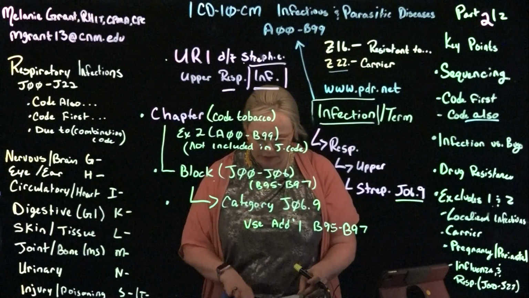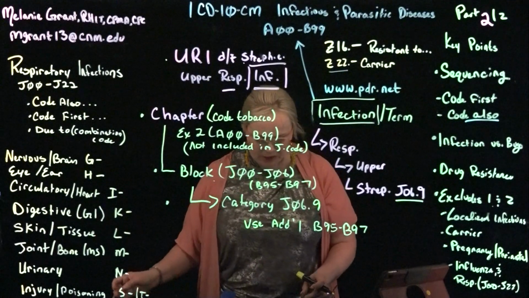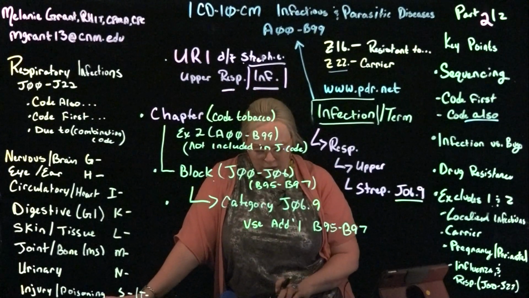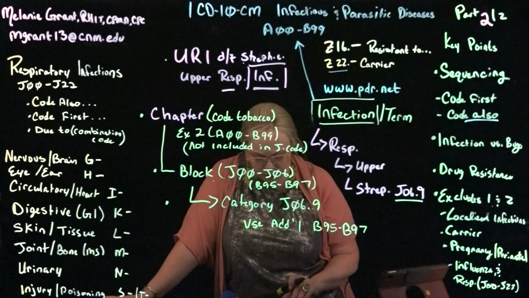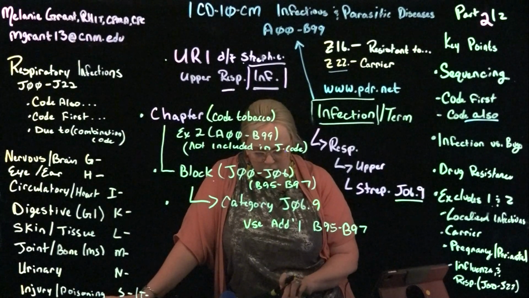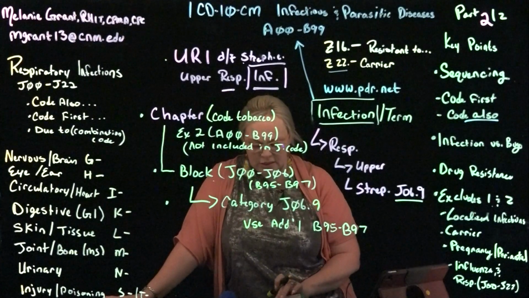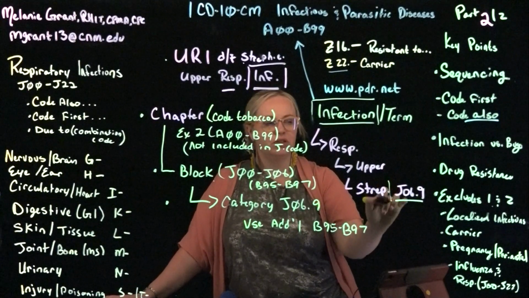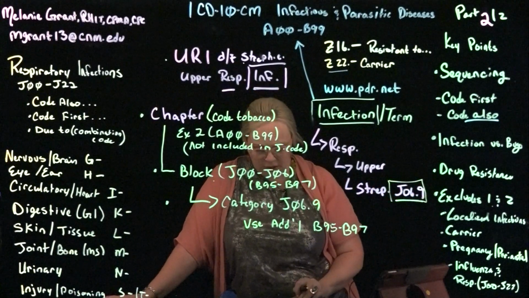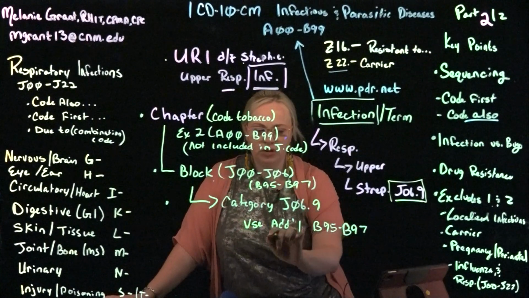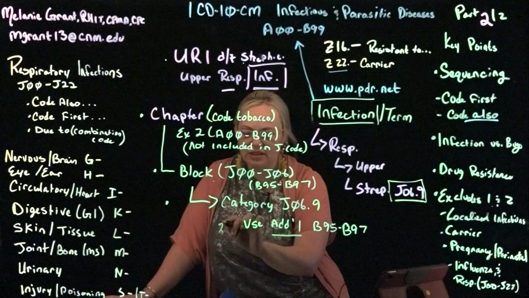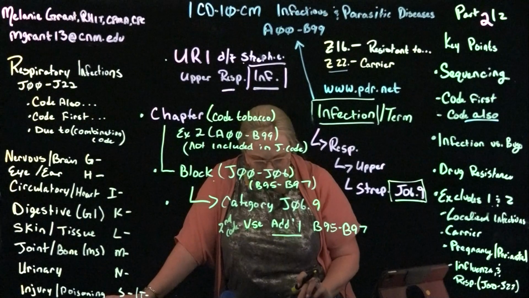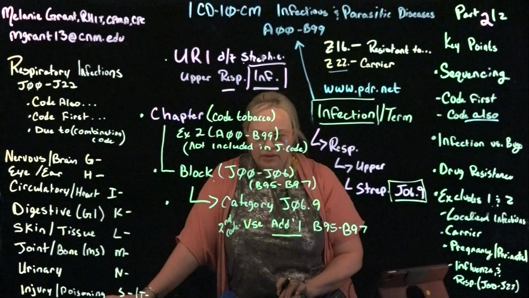The beginning of B95 is going to be found on the bottom of page 495 of my book, and there is a note that applies to the entire block, which says these categories are provided for use as supplementary or additional codes to identify the infectious agents in diseases classified elsewhere. The disease that's classified elsewhere is the upper respiratory infection, J06.9. That should be primary because this is additional. The term additional means it is a secondary code.